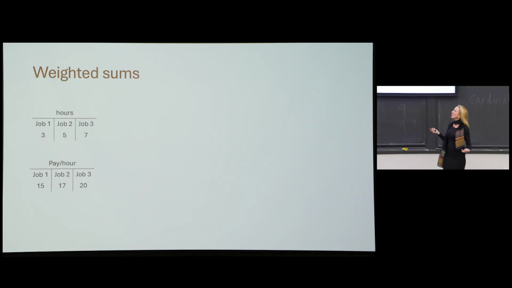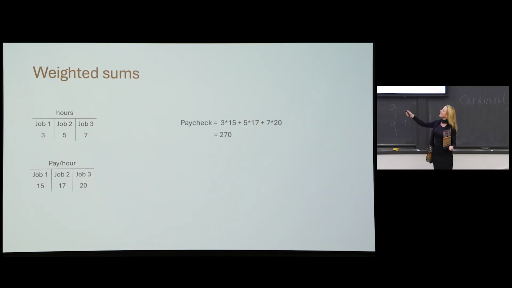Again, you know how to do this, right? It's a weighted sum. You weight your hours by your hourly rate, multiply those pairs of numbers together and add them up, and that gives you your take-home pay.